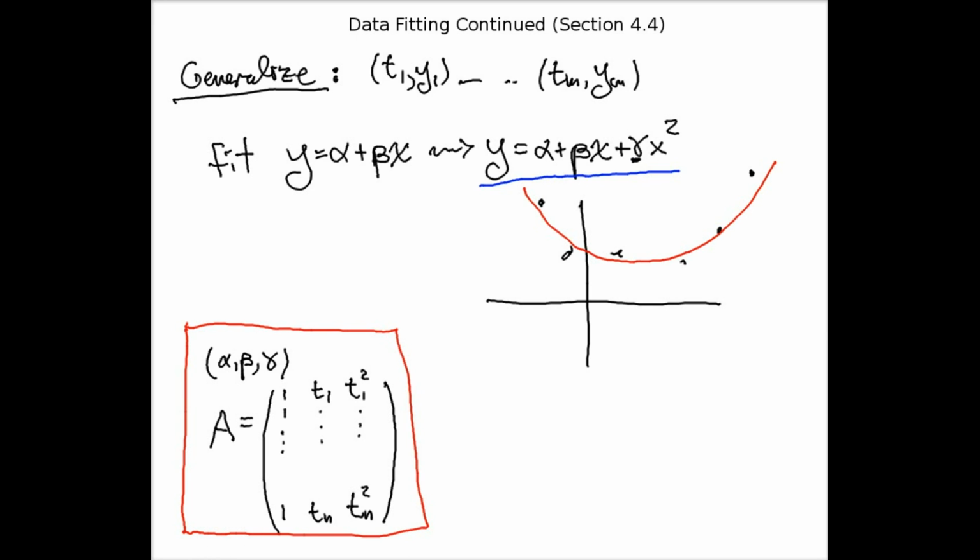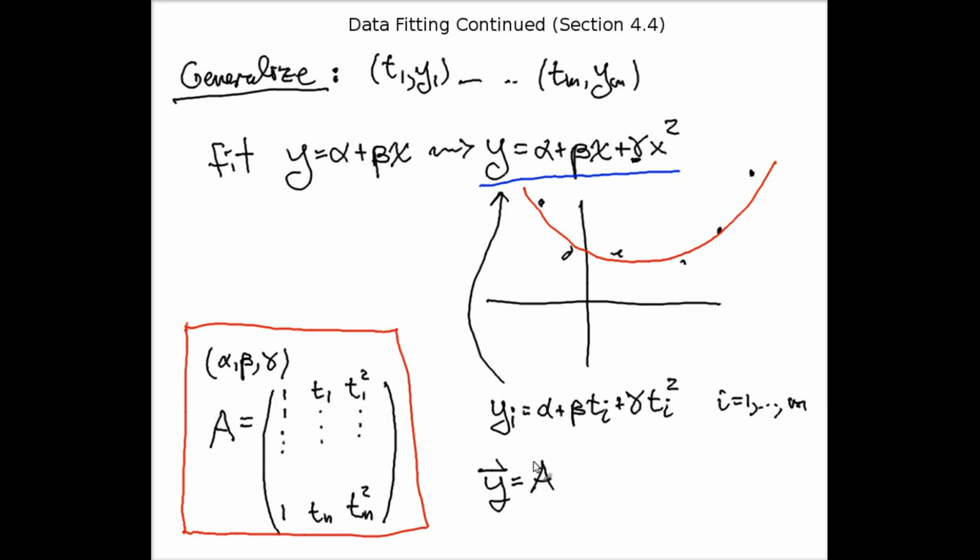And what's the idea? Well, just like before, if we actually wanted to fit a parabola exactly to this equation, we would try and solve yi is equal to alpha plus beta ti plus gamma ti squared for i running through 1 to m. And that just becomes the matrix equation y is equal to A times alpha, beta, gamma. And this gamma term here is going to get multiplied by the last column here. And that's giving you your gamma ti squared terms.